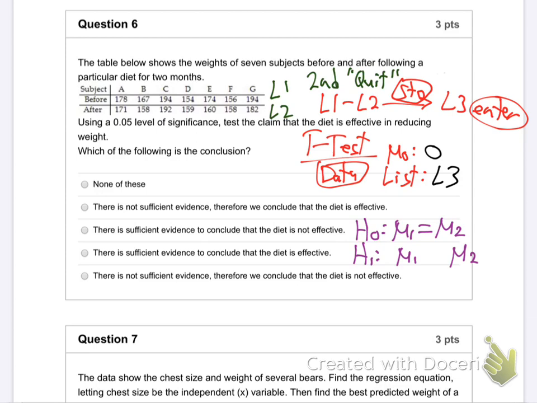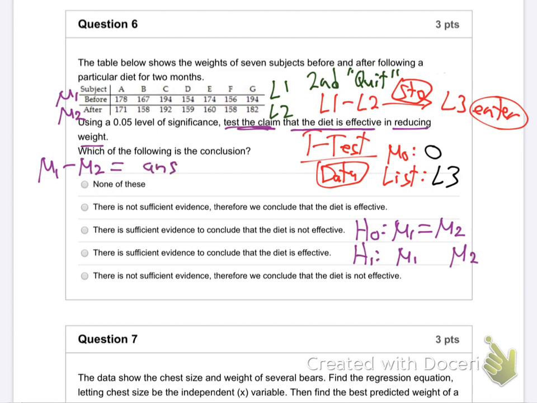Yeah, notice what it's saying. It's saying test the claim, right? Remember, we always got to find the word claim and look for the words after the word claim. The claim that the diet is effective in reducing weight. The diet is effective in reducing weight. So what does that mean then? What does that mean about, remember, this is mu1, this is mu2. So if the diet's effective, mu1 is the before, mu2 is the after, and we're taking the difference, right? We're taking mu1 minus mu2 and getting some kind of answer.